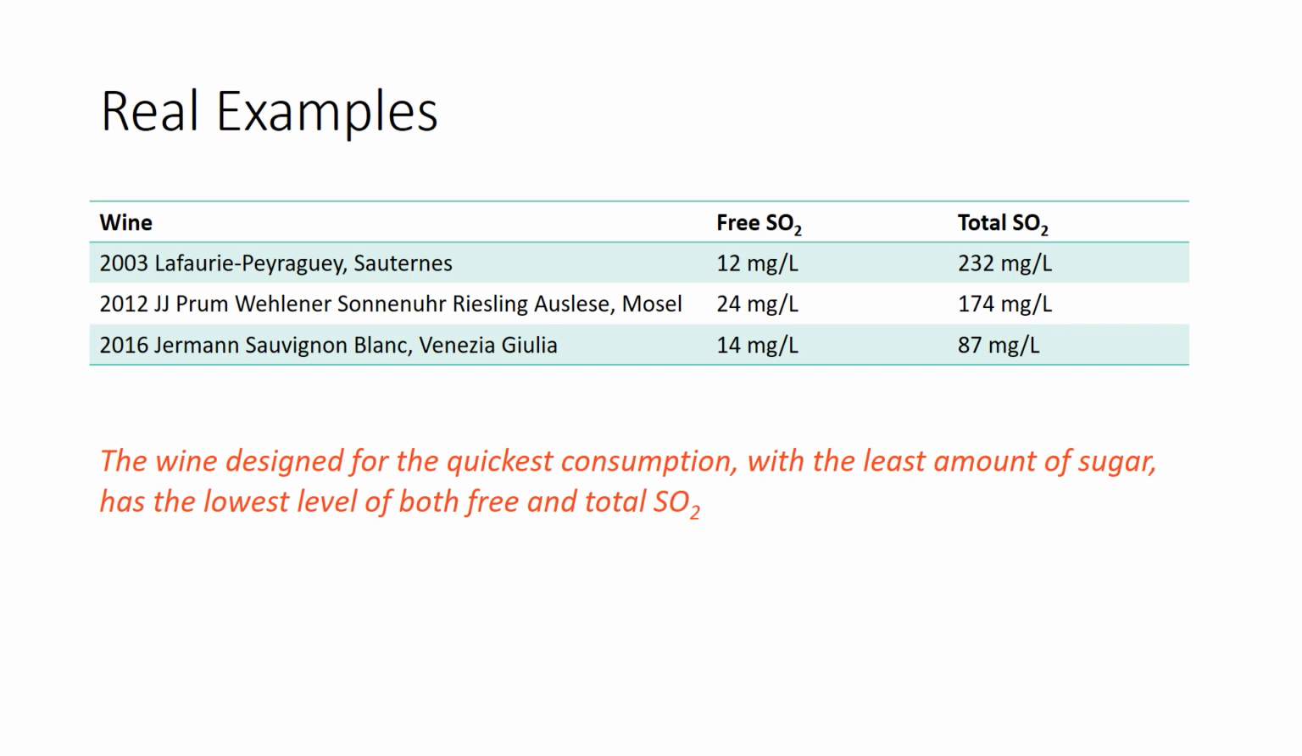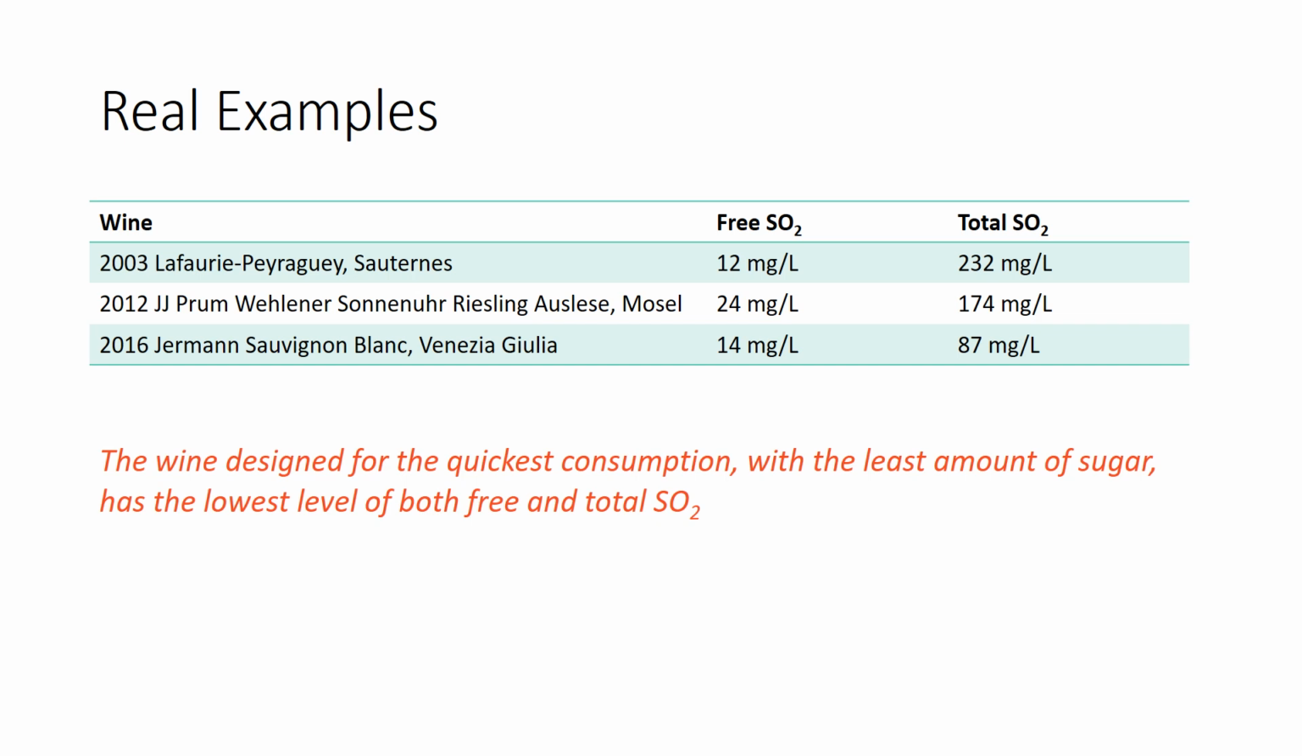Comparing that to a newer wine with less sugar, the 2012 J.J. Prum Wehlener Sonnenuhr Riesling Auslese from the Mosel has 24 milligrams a liter of free and 174 milligrams of total. And then comparing it to a fresh, not sweet wine, we have the 2016 Germain Sauv Blanc from northern Italy. It has a free sulfur of 14 and a total of 87.